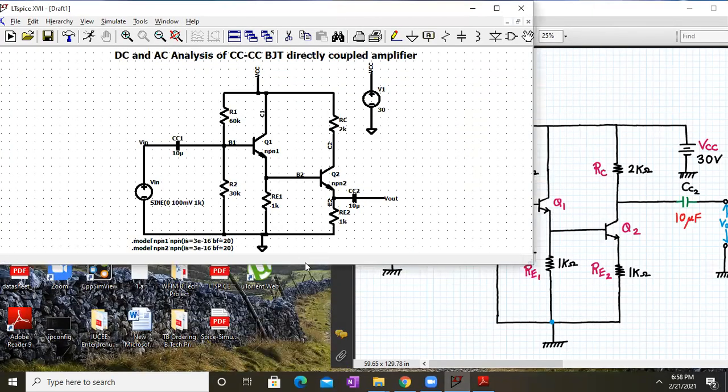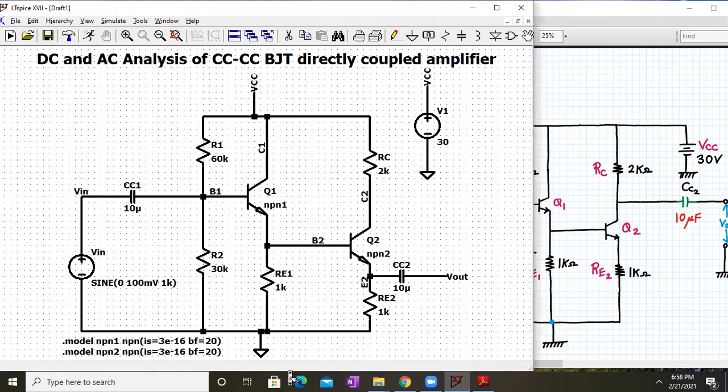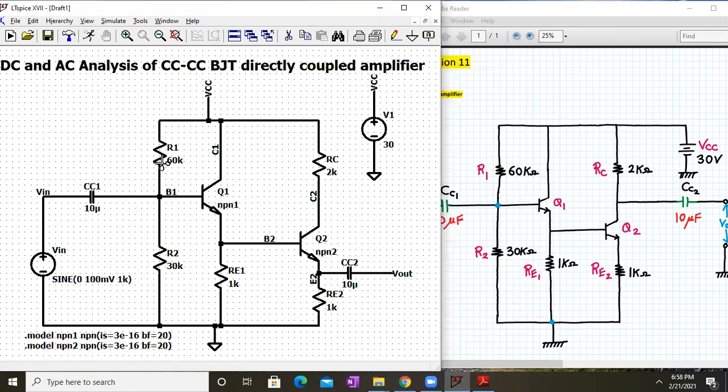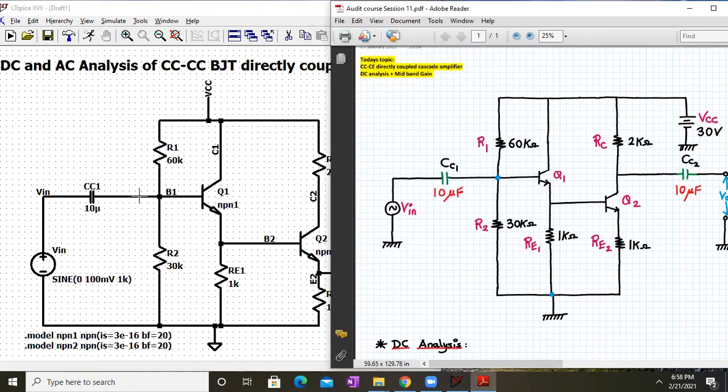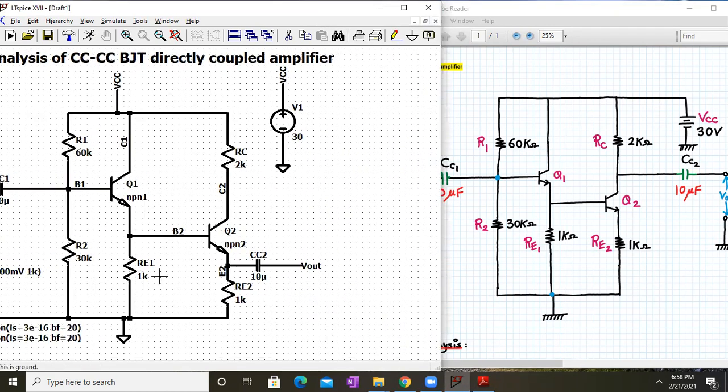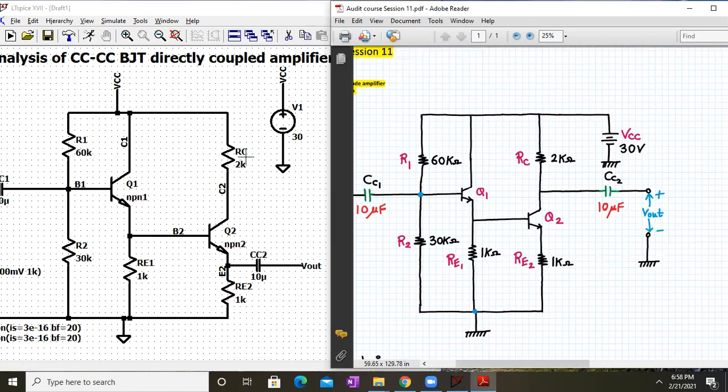So you can easily make this circuit. There is nothing very complex over here. We have to just get the components from the library and assemble the circuit like this. Let us check. CC1 is 10 microfarad. Vin is applied over here. R1 and R2 are 60K and 30K. Q1 is over here. RE1 is around 1 kilo ohm. RC2 is 2 kilo ohm.